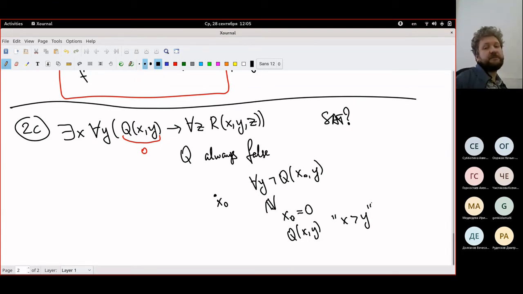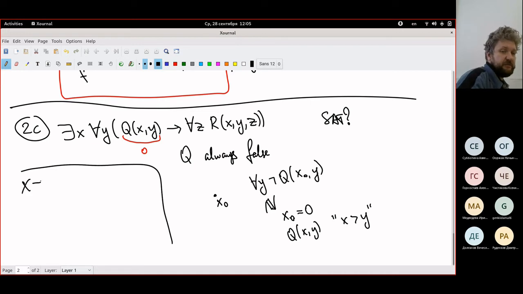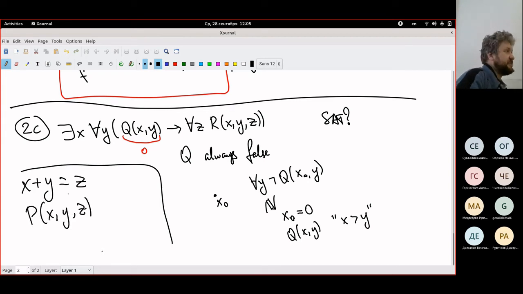We don't have functional symbols, but we can express them as predicates. So for example, if you want to write in algebra x plus y equals z, then here you can just have a ternary predicate symbol which expresses the same. And this is just a more convenient way in logic, just to reduce the language. Plus or multiplication, also stuff like that. Okay, so problem 2 is finished.